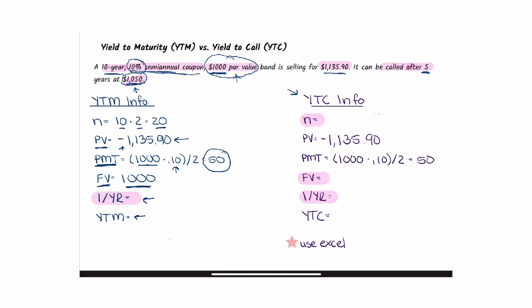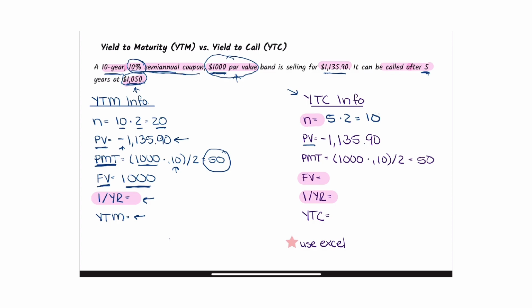So yield to call, we're going to see some different values. For yield to call, if it's called after 5 years, the number of compounding periods will be different because it's not for the full 10 years, it's only for 5 years. So in this case, we have 5 years, and it's still semi-annual. So the number of compounding periods for this case is 10 and not 20. The price of our bond, the present value, is the same. We're still paying the same $1135.90.